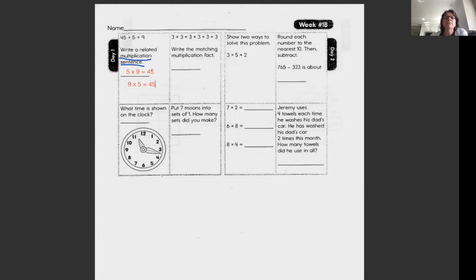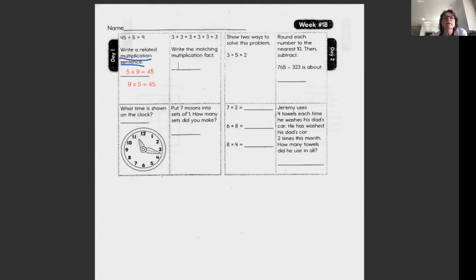3 plus 3 plus 3 plus 3 plus 3 plus 3. They're asking you to write the matching multiplication fact. So I'm going to give you just a moment to see what fact you might write in case you don't have this done. Okay, so compare what you wrote, if you had a chance to finish it, to what I'm going to write.